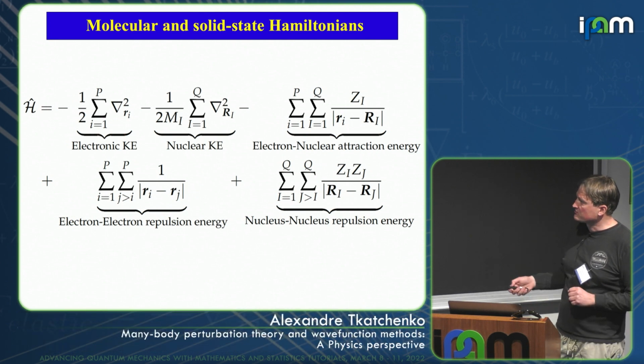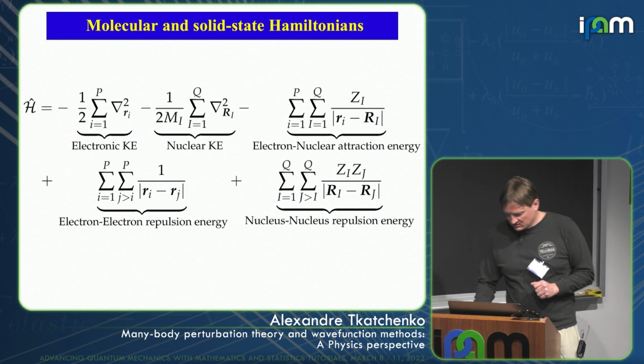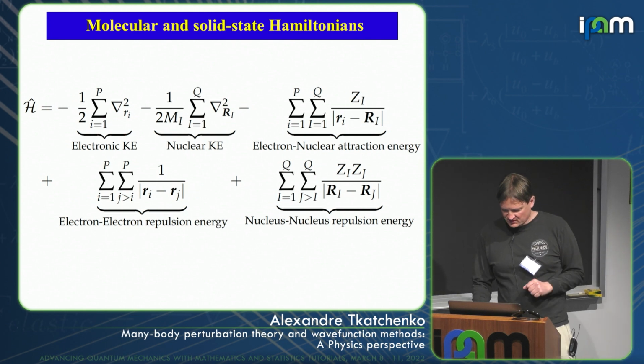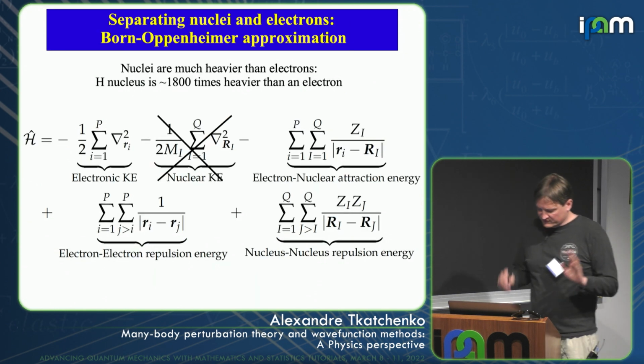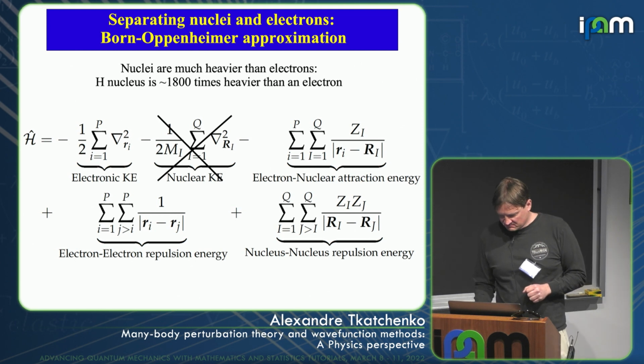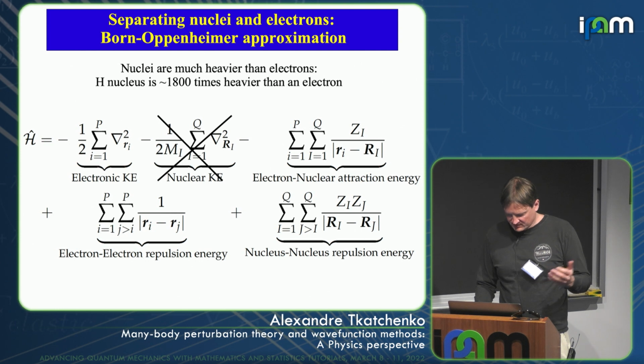So then you can write the full Hamiltonian. As you all know, you have the kinetic energy of the electrons, the kinetic energy of the nuclei, the electron-nuclear attraction energy, and then you have the repulsion, the Coulomb potential for the electrons and for the nuclei. So, of course, we use the Born-Oppenheimer approximation. We effectively get rid of nuclear kinetic energy, and we treat it in a classical way.